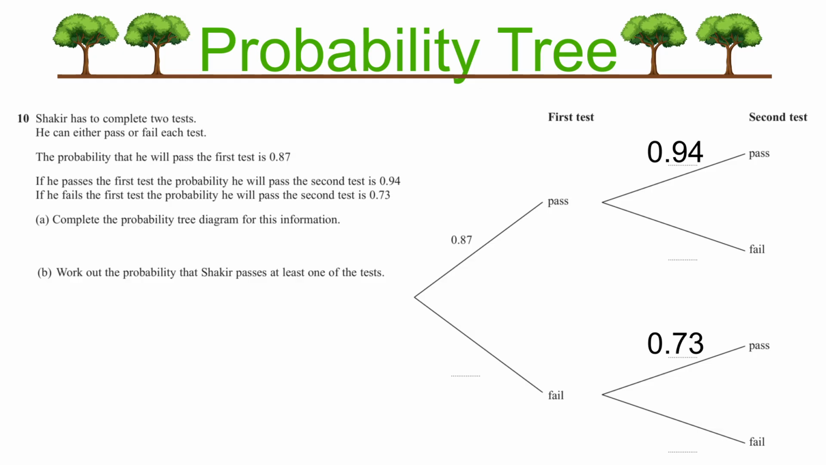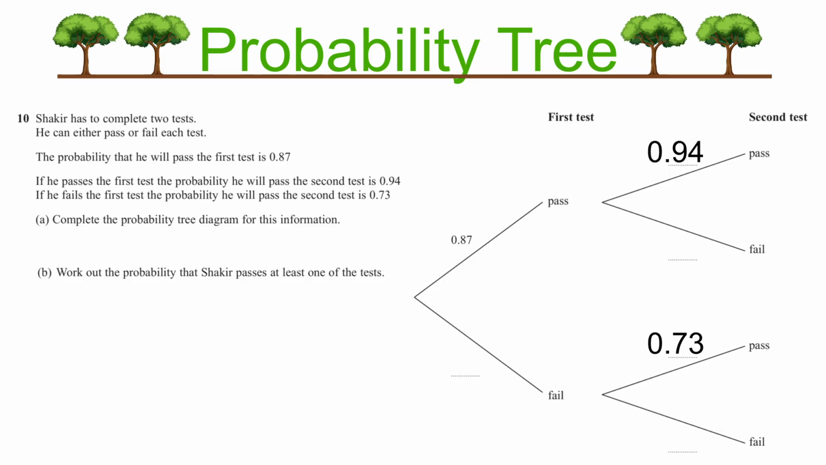All you have to do is look at the diagram. So, he's passed and then he's passed again. We're told that from that pass to that next pass, the probability is 0.94. And the same for the 0.73. So we're looking at the probabilities that he will pass or fail and pass, and we're given them, so we've just put them into this diagram.